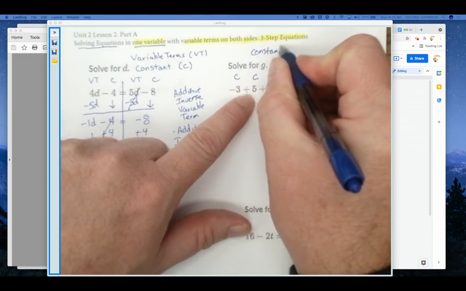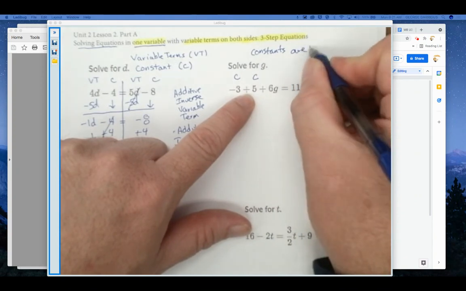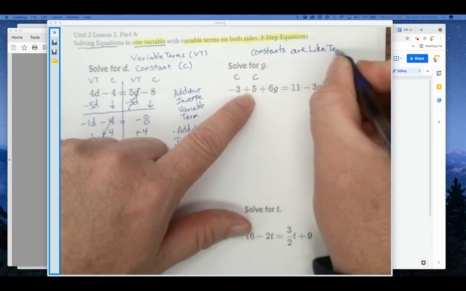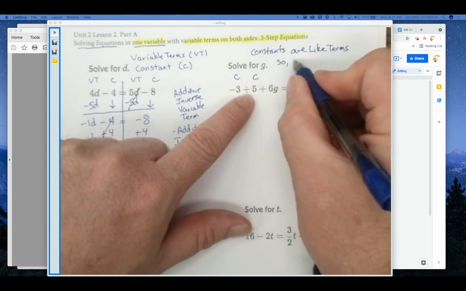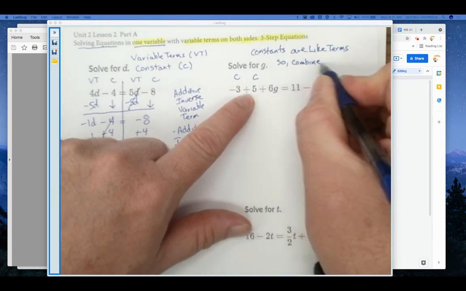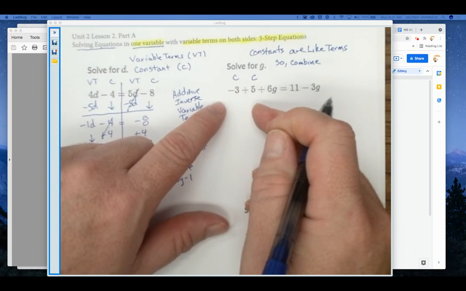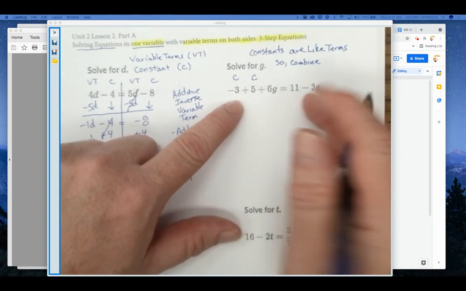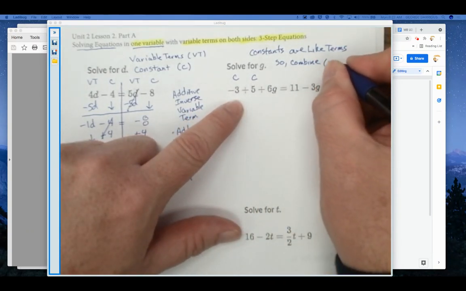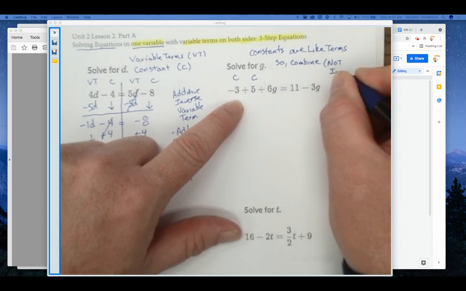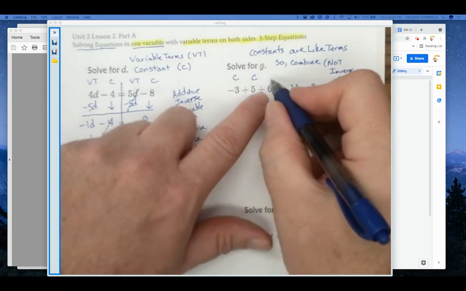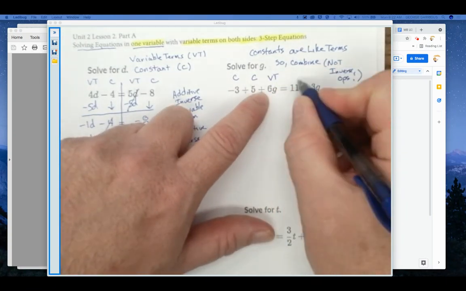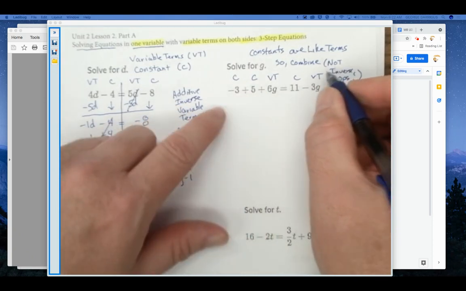Constants are like terms. So we're going to combine them, and we're going to combine them in one step. So we don't do inverse operations. Let me put a little parentheses: not inverse ops, exclamation point. This is not an inverse operations step. So we have variable term, constant, variable term.